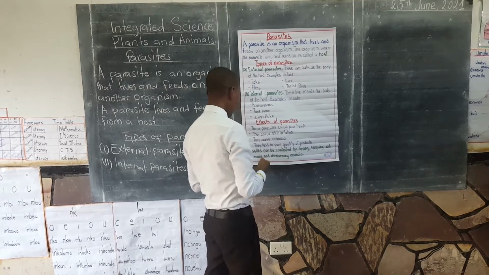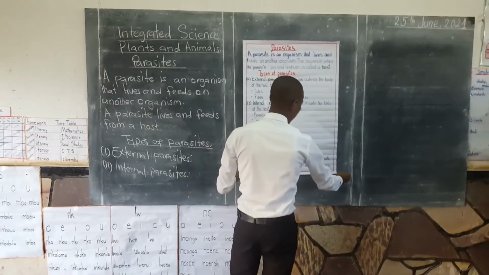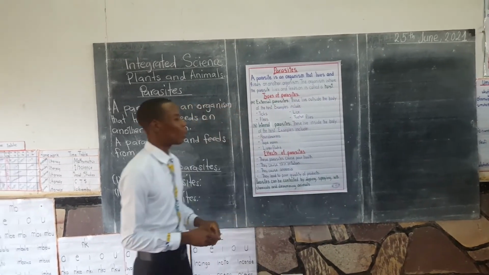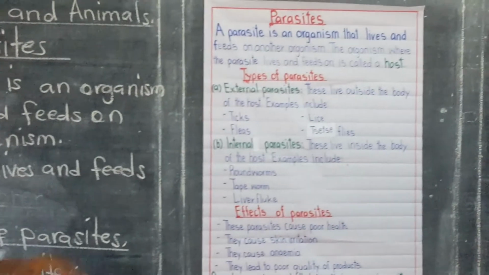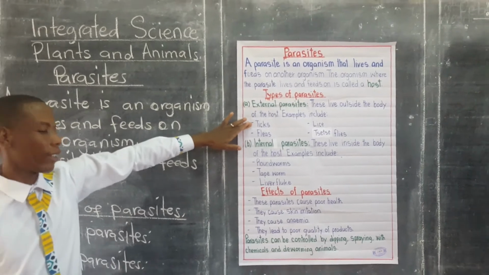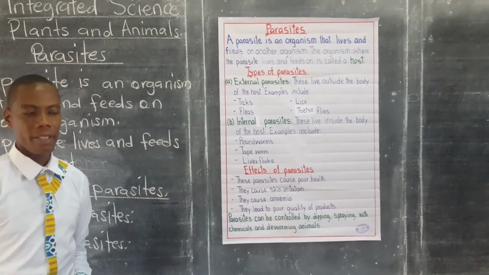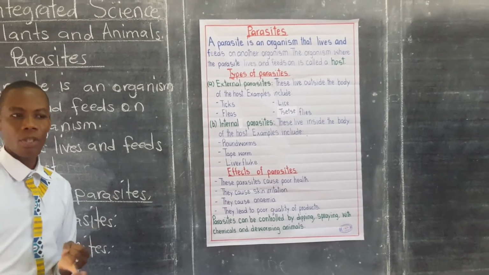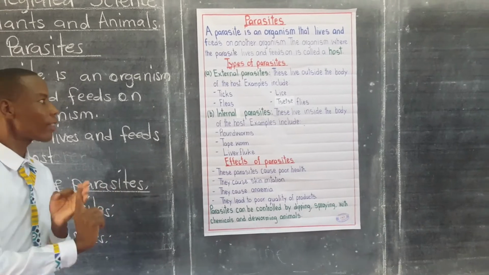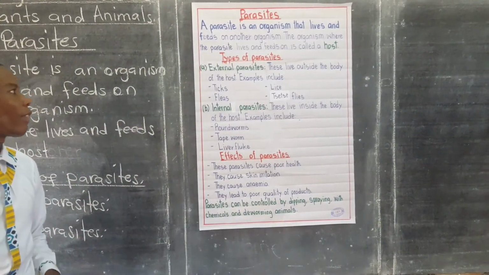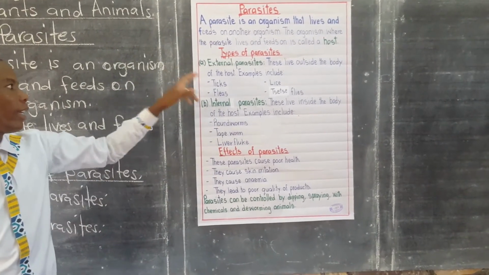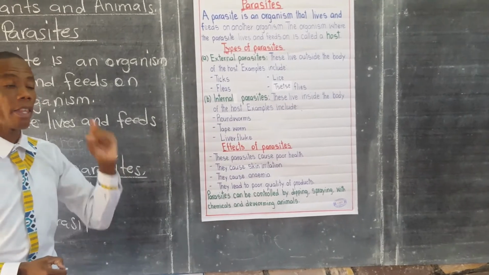Okay, here with me on this chart are the examples of internal as well as external parasites. When we talk about external parasites, we have ticks. Ticks are external parasites. They live outside the body of dogs, outside the body of cats, outside the body of cows. So these are examples of external parasites.